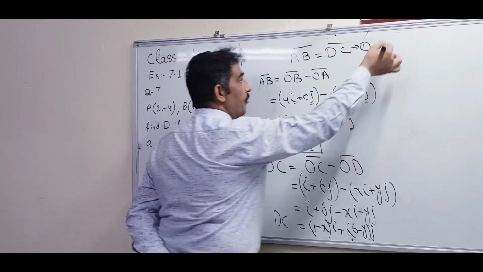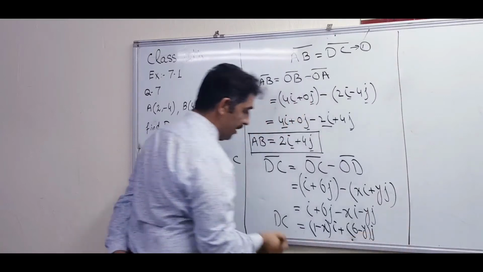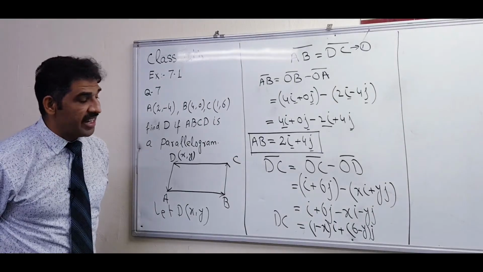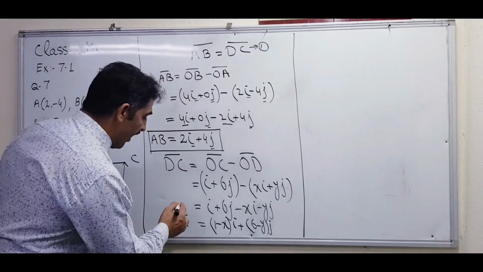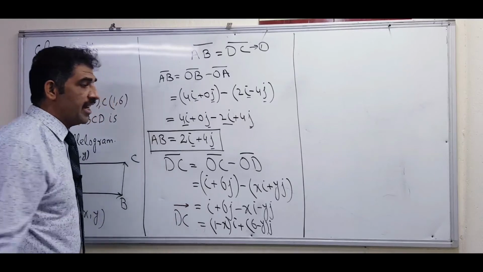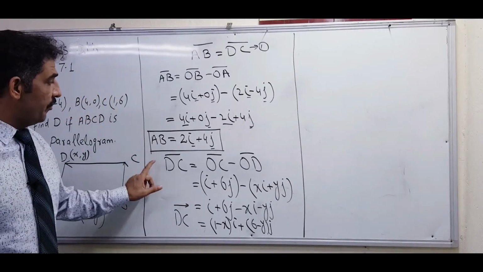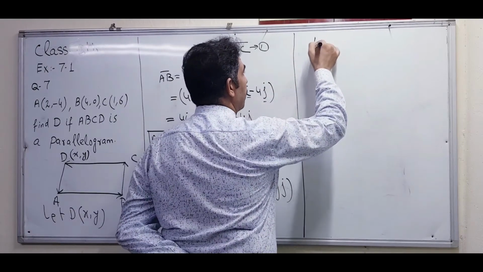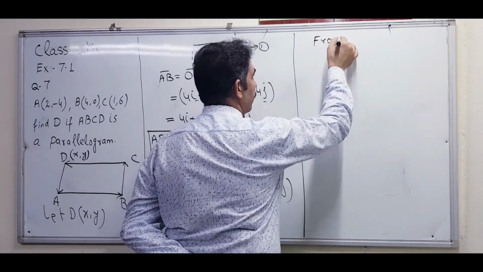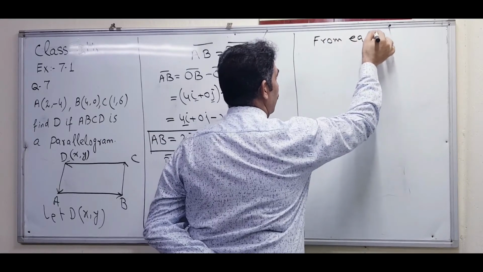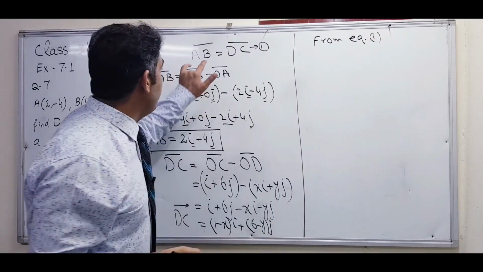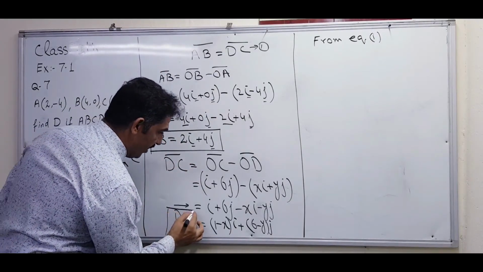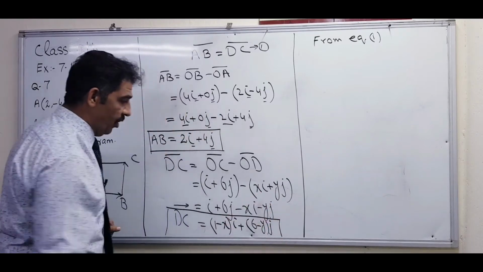Now we have to put the value of AB and DC in equation number 1, then we will get the final result. So from equation 1 you can write, or you can also write, put the value of AB and DC in equation 1. Both are correct ways. From equation 1, AB is equal to DC. What is the value of AB? I will also mention it here, then you will not be confused. That is the value of DC.